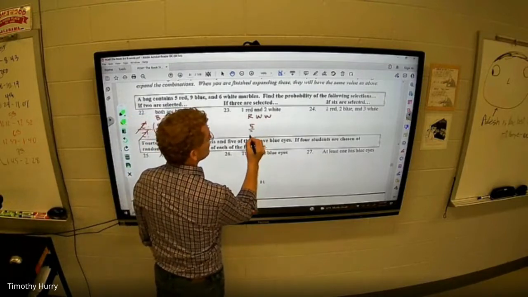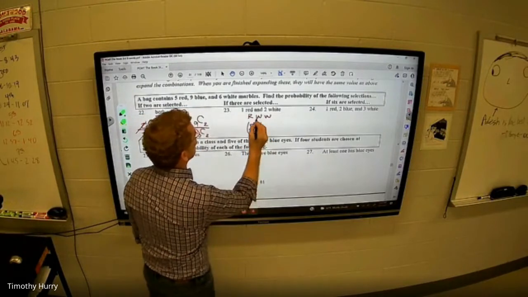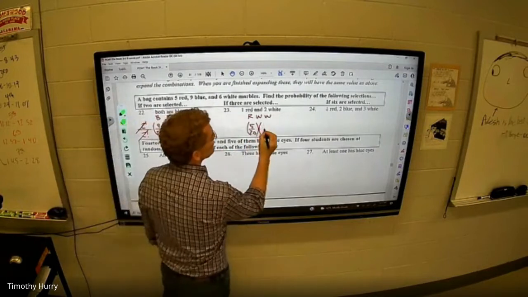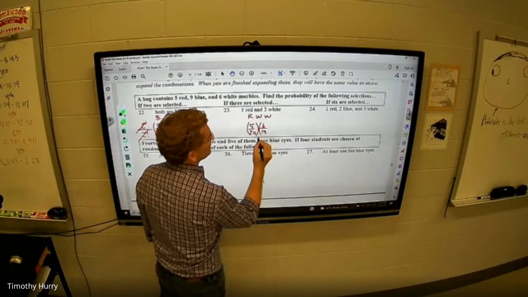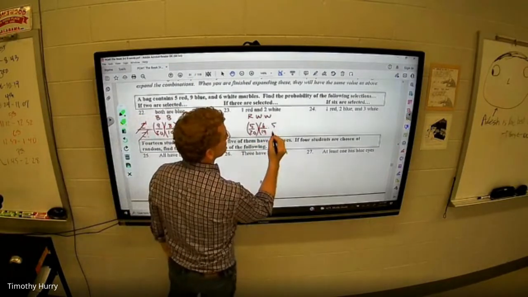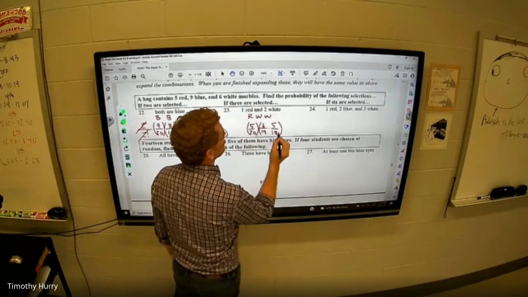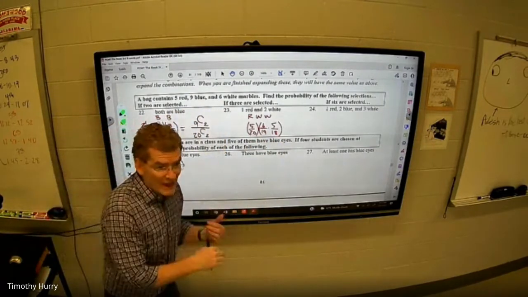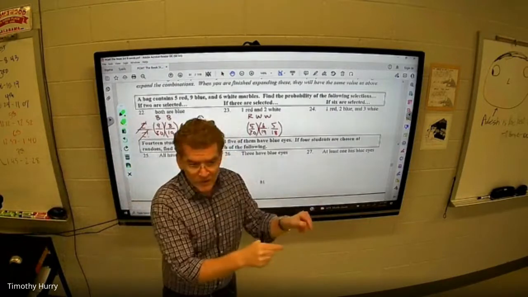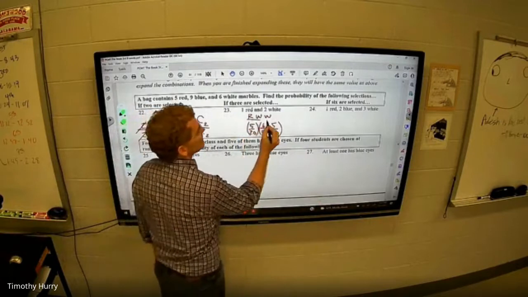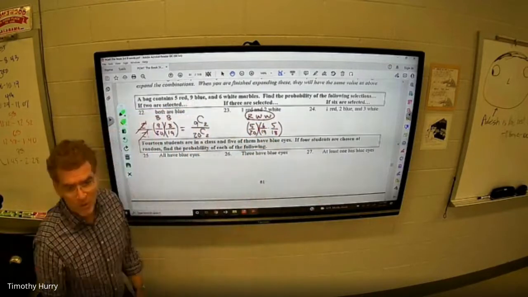5 out of 20. What's the probability of getting a white? 6 out of the remaining 19. Then what? 5 out of the remaining 18. So this is red, white, white. But I didn't say you had to do a red and then a white and then a white in that order. So what do I have to do? I have to count the different ways that I could arrange the reds and the whites and the whites.